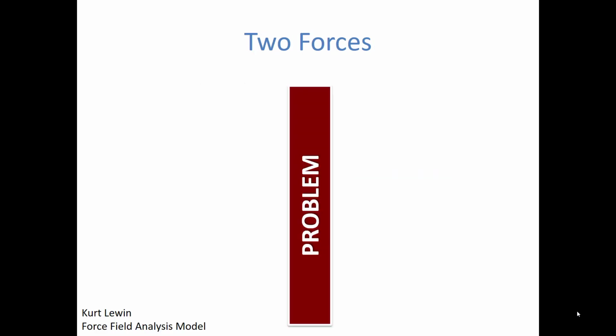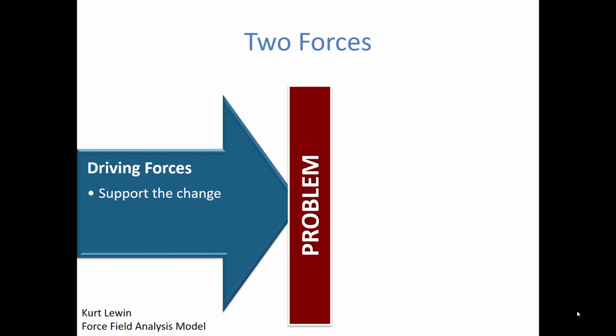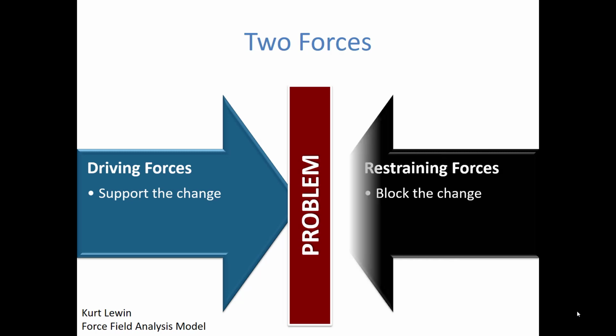Okay, so my problem had then two forces. On the one side, I had driving forces supporting the change, and on the other side, I had restraining forces that blocked the change. And as you can see from the image, if those forces are approximately the same size or the same strength, then nothing happens. The problem doesn't move. That's what makes this model so simple and elegant.